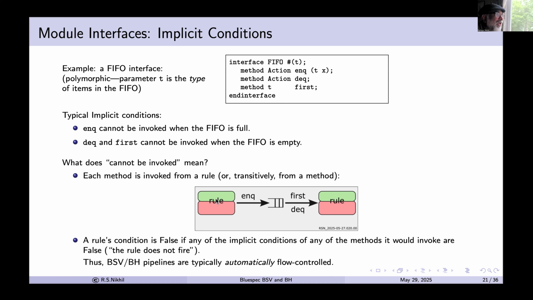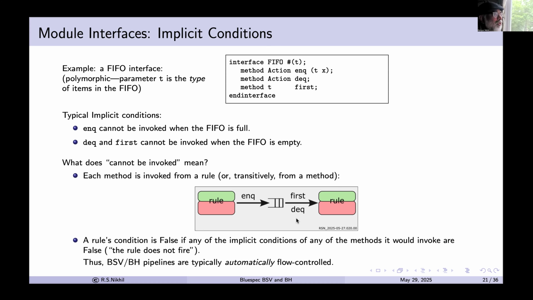The kind of Boolean expressions you saw in the examples I gave are what we call the explicit rule condition. That is a condition that the programmer has specified as part of the rule. But in addition to that, we conjoin the conditions of methods that might be invoked. And the rule's overall condition, whether it can fire or not, is determined by the conjunction of all of these things.